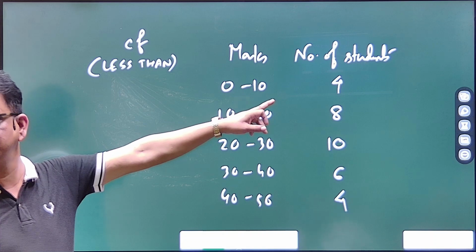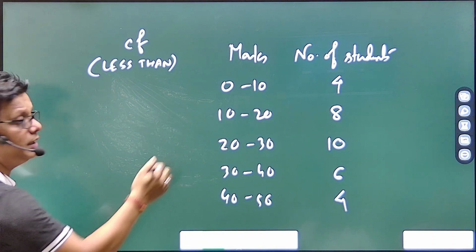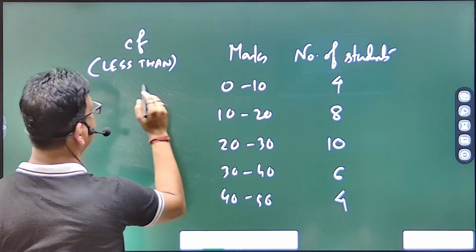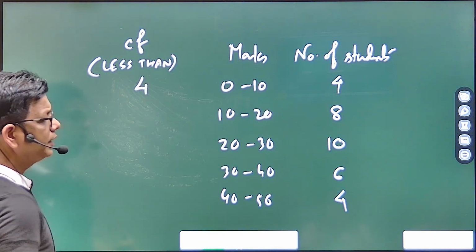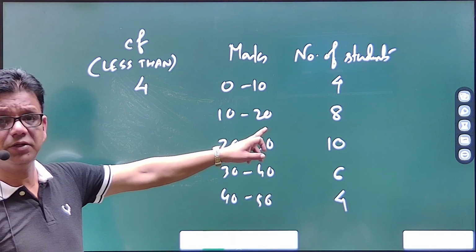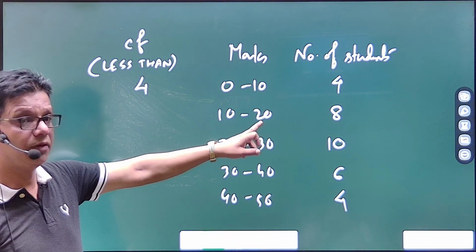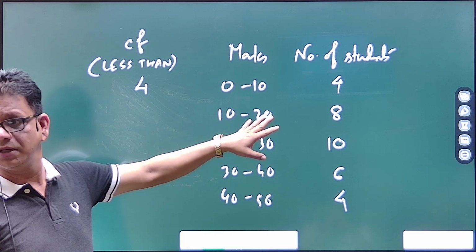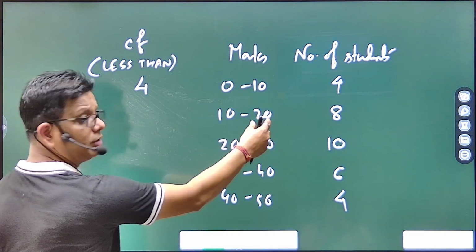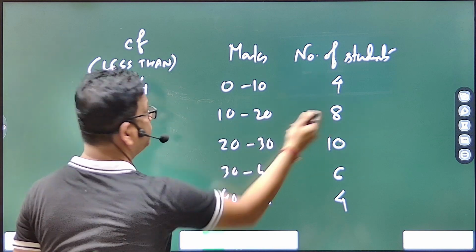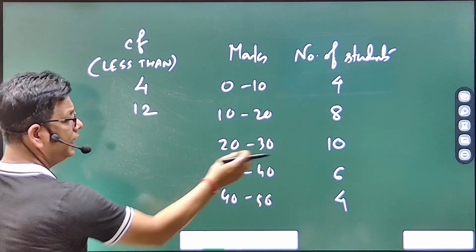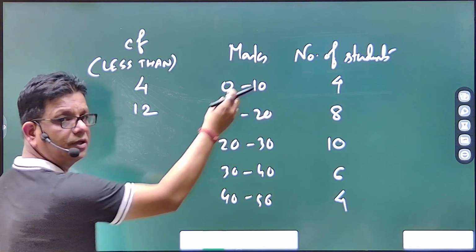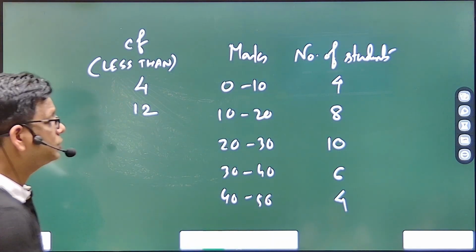Now, when I discuss less than CF, less than type, less than 10, how many students are there who got less than 10? 4. Actually, 0 to 10 means 0 to 9. So these 4 people have got. Now, how many people have got less than 20? 12. Why? Because those who got less than 10, they also get less than 20. That is why when I talk about less than 20, 4 plus 8, 12. Less than 30. Whoever got less than 20, they also get less than 30. So what do you have to do?